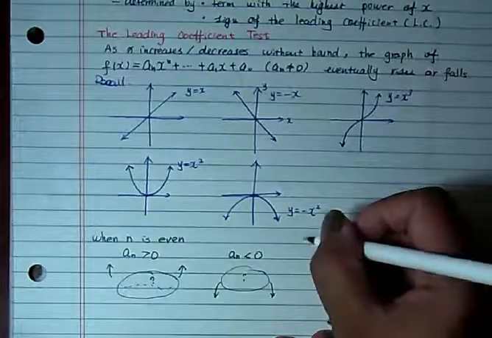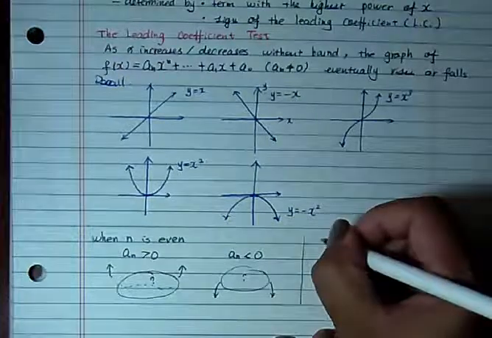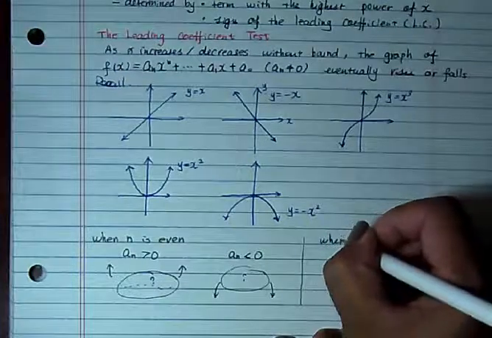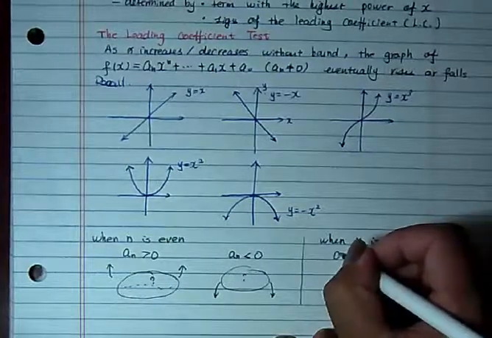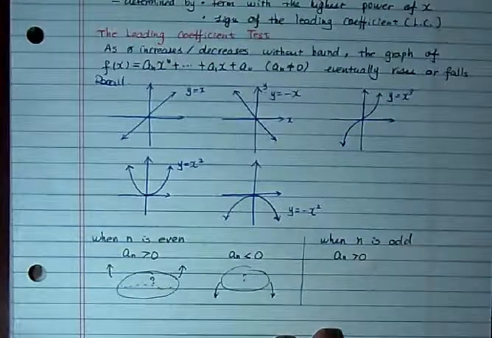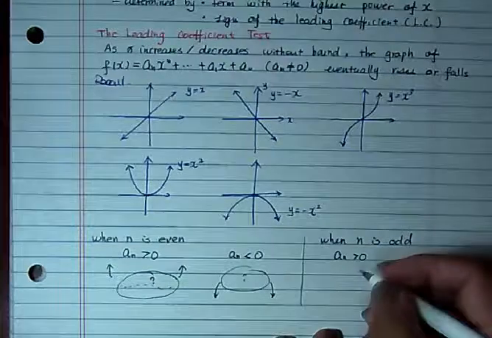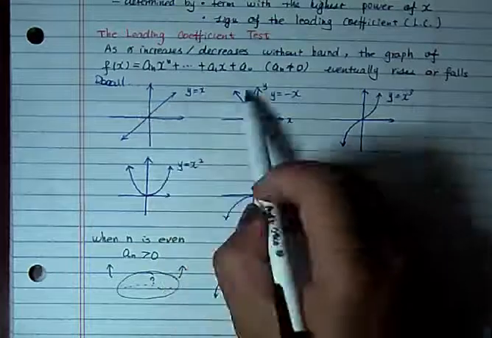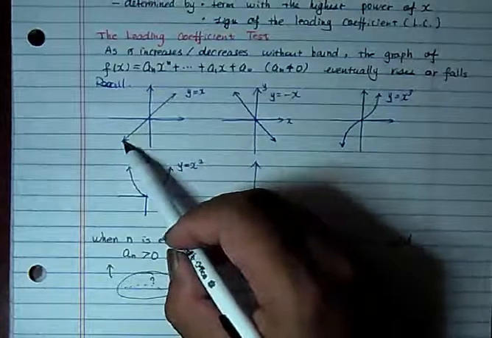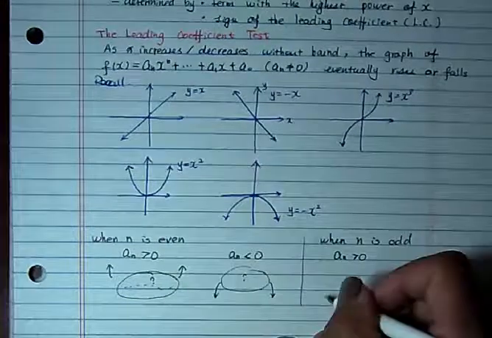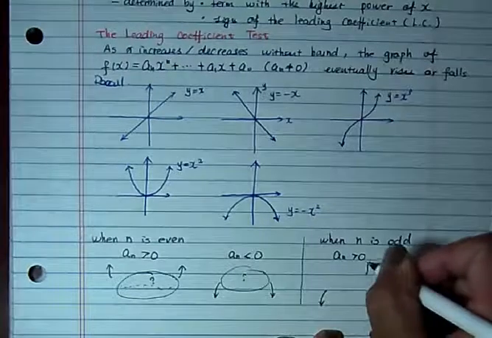Alright, so when the degree is odd, then a_n is greater than 0. The leading coefficient is greater than 0, just like the linear functions or cubic functions with positive leading coefficient. Your left side falls, right side rises. So left side falls, right side rises up.